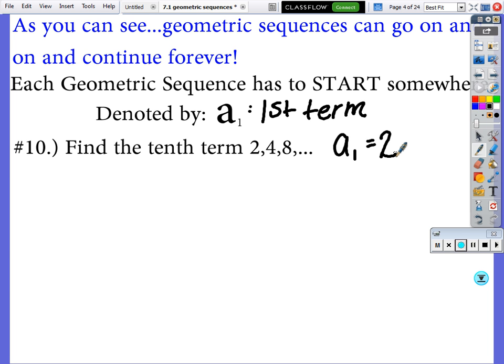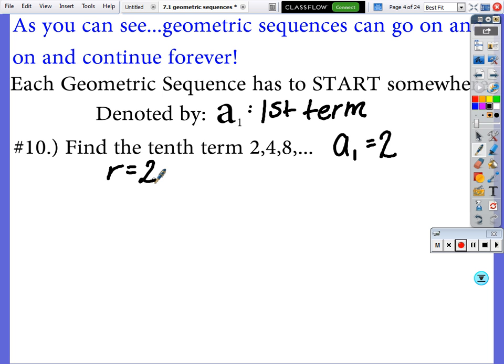So it says find the 10th term. Well, looking at this, what are we multiplying by? What's our ratio? What's our r? Like, what's our common ratio? What are we multiplying by each time to get from one number in the sequence to the next? The ratio is 2. Now, you know that 2 times 2 is 4. 4 times 2 is 8. So you're right, our ratio is 2. Or you could have done it algebraically. You could have done 8 divided by 4 is equal to 2, and then 4 divided by 2 is equal to 2. So we know it's 2.